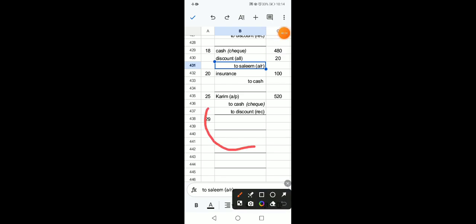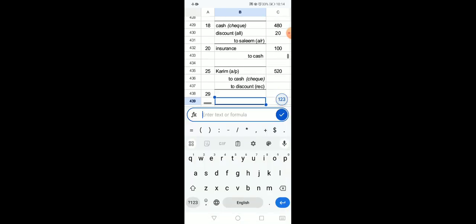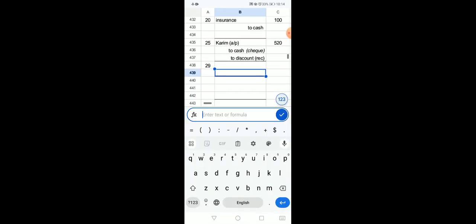Kareem will come to us and will say the check which you have given to us is dishonored. It means the amount which was paid to account payable has not been paid yet. He will again be your account payable. Again, account payable means your liability has been increased. Increase in liability should be mentioned on credit side. So you will mention Kareem's name on credit side as he is again your account payable.